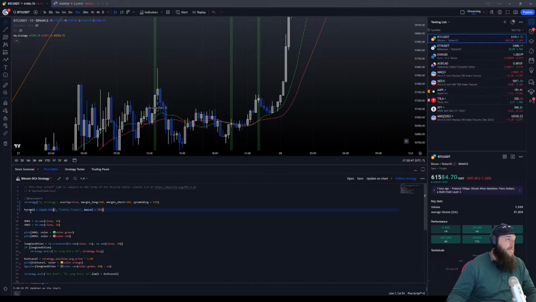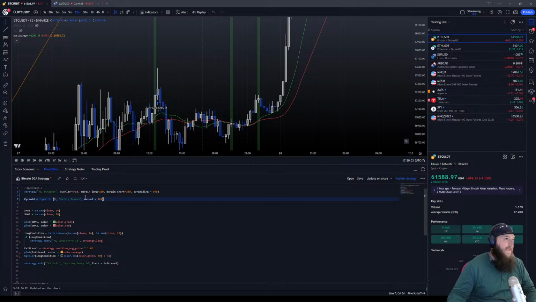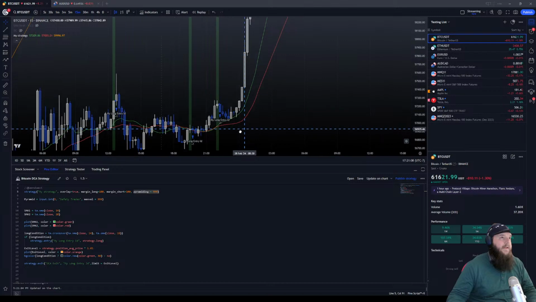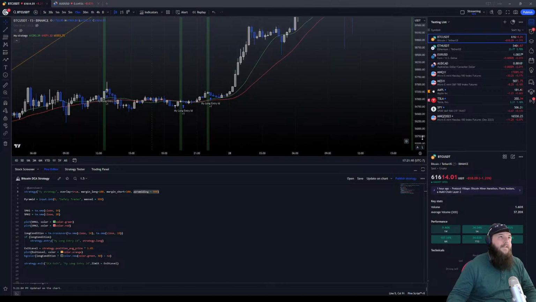All right, so now that we have this variable, now I can say, if I save this right now, we haven't really changed anything. The only thing we changed is that I can take up to 999 trades at a time. And so when I save it, here, we'll show you what happens when I do that. When I save it, you will see every single long entry gets a trade.